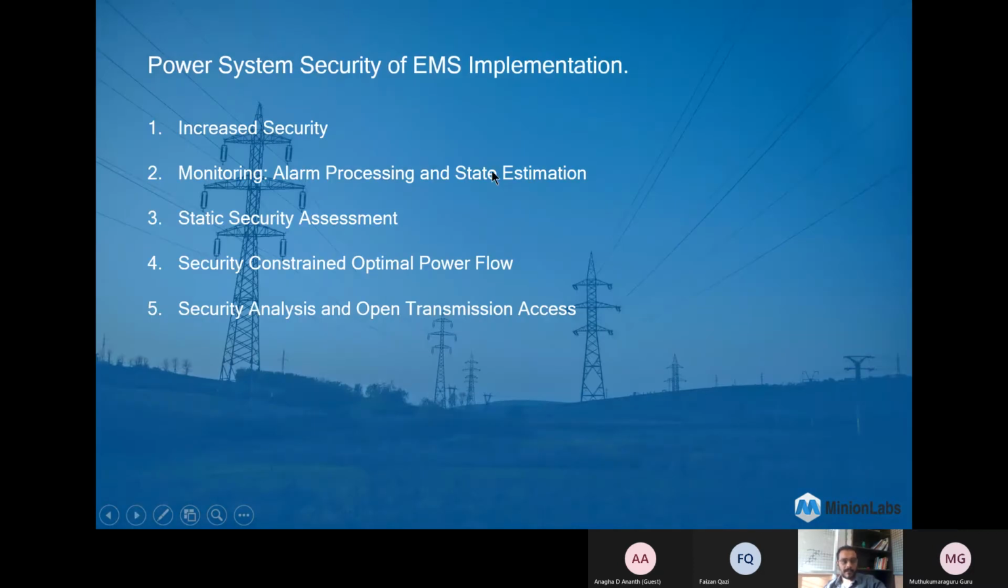So the third main aspect of EMS implementation is power system security. So, increased security.